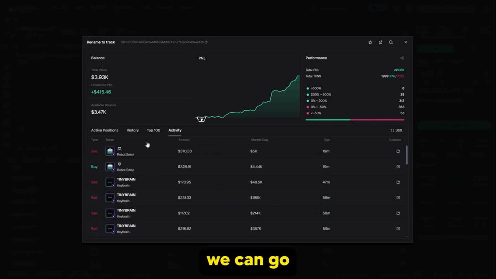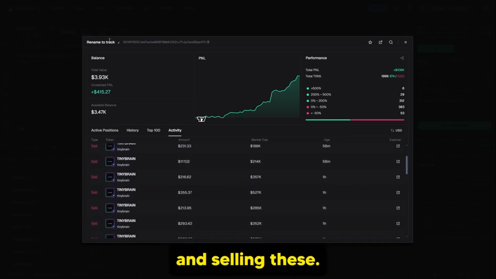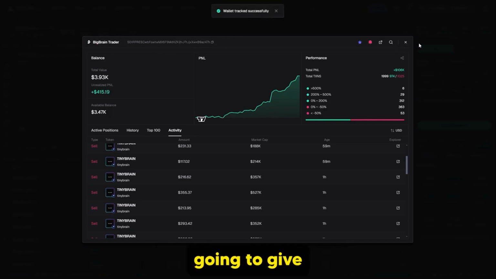So for here, we can go to the activity, and we can also see what they've been recently buying. So we can literally see very, very recently on the time frame right here, they've been buying and selling these. Of course, if you want to rename this, we can put this as the big brain. I think it's tiny brain, big brain trader. And then of course, now it's going to rename, and now it's actually going to give us that data.